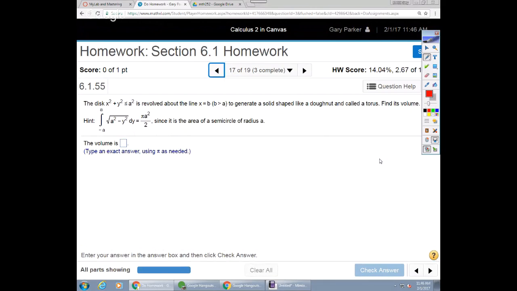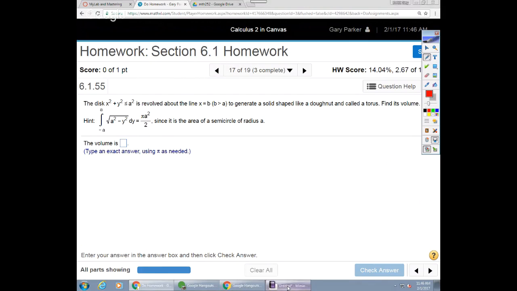Okay, so, and they're giving us a hint here. This is, and we'll see it when I draw the pictures, the integral for the area of a semicircle. Semicircle would be the area of a circle divided by 2. That's going to pop up when we solve this problem. So what we're going to do is we're going to take the disk, x squared plus y squared is less than or equal to a squared. So here they're differentiating between a disk and a circle. A circle is the edge, a disk is the inside. Okay.